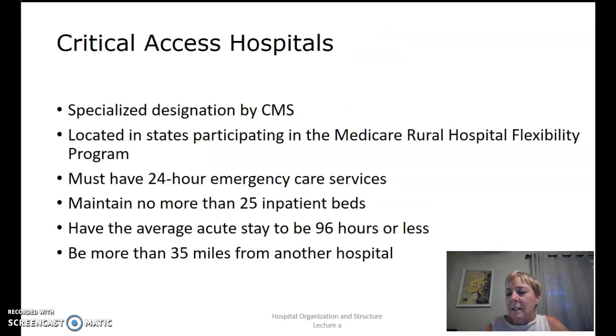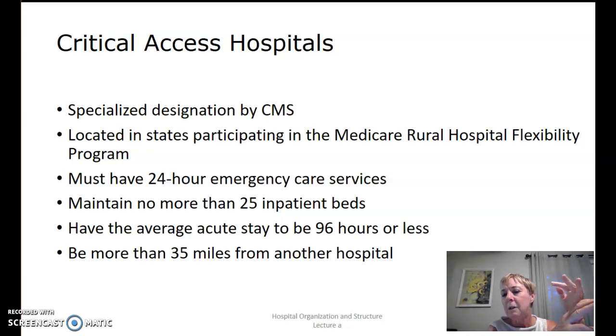To get this designation, it comes from CMS, and if you recall, that's the Centers for Medicare and Medicaid Services, and they have to participate in the Medicare Rural Hospital Flexibility Program. They have to be able to provide 24-hour emergency care. They can't have more than 25 inpatient beds.